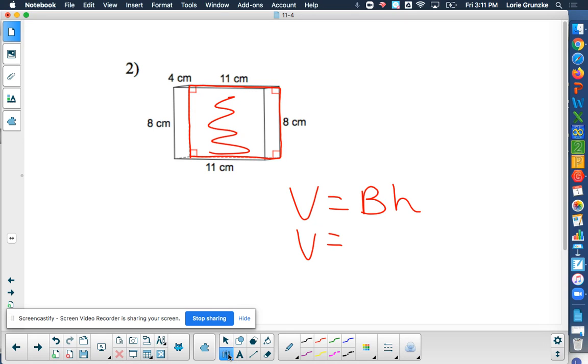So area of that base is 11 times 8 would be 88. And the height is 4. Multiply that out and make sure you choose the right number and the right label for your answer.